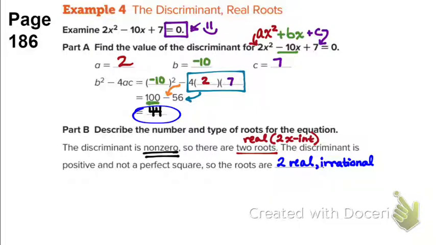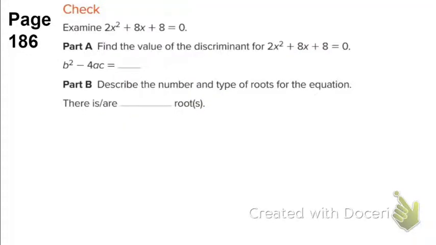All right, let's try a check of this skill. Take a moment. I want you to evaluate the discriminant for 2x squared plus 8x plus 8. Go ahead and pause the video and evaluate that discriminant. All right, hopefully you are all done evaluating this discriminant. You should have gotten 0. Let's talk about how you get 0.